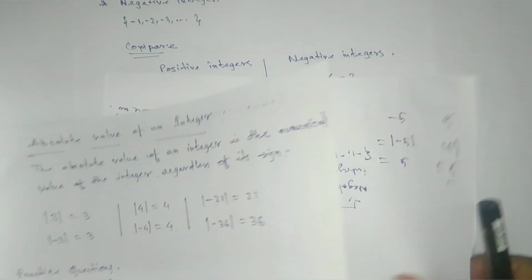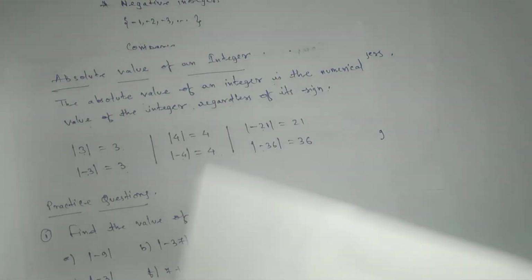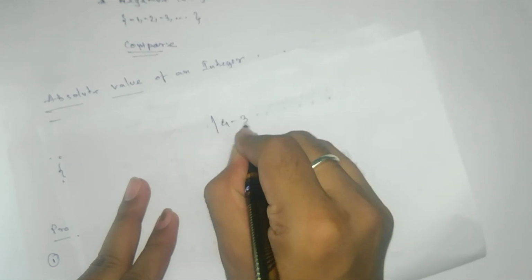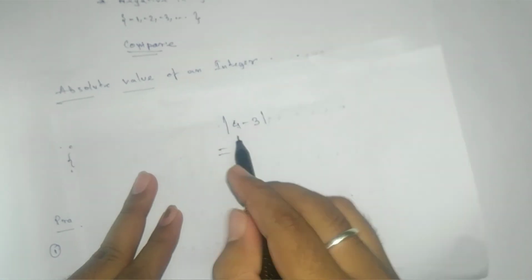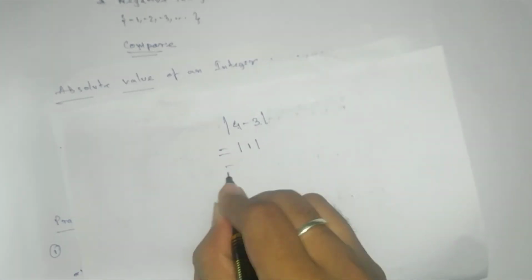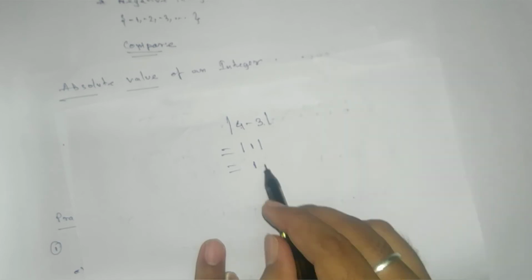Now if we look at the problems, we have a few problems related to your exercise. Sometimes you may get something like 4 minus 3. So first you solve it, 4 minus 3. See, these are the symbols for absolute value. So we'll take here 4 minus 3. First you solve it, we are getting 1. So we'll take 1.